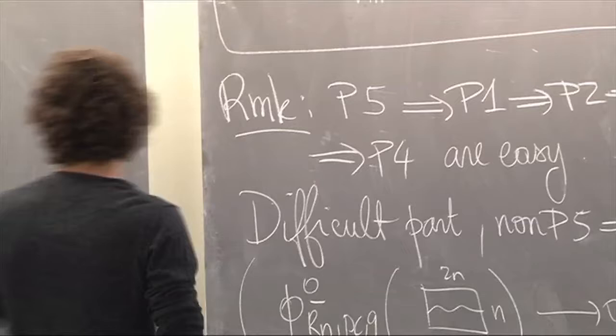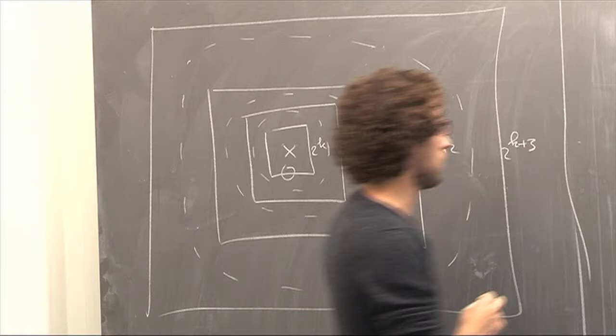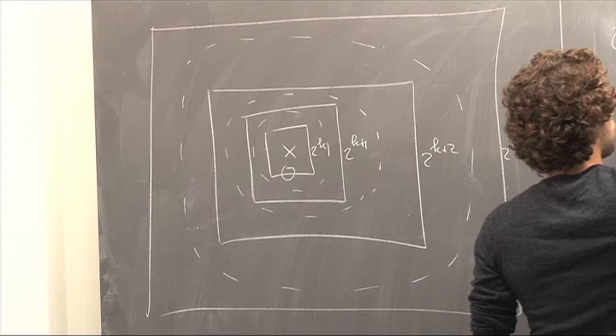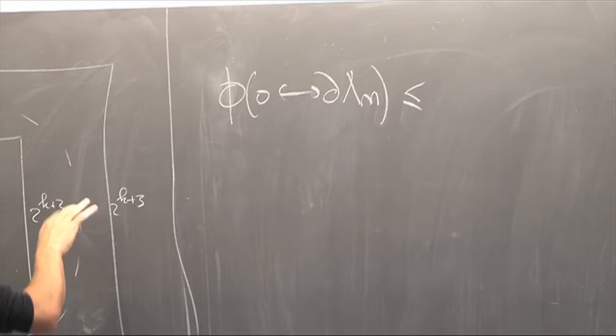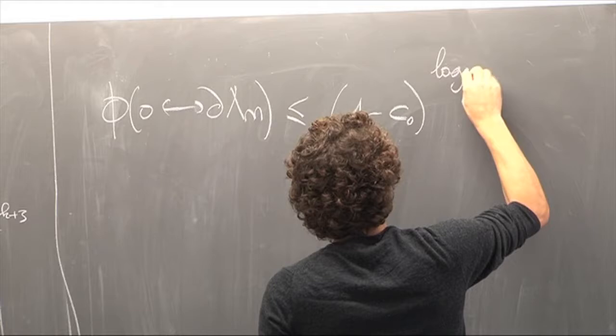So here you could do the same and say, okay, in each of these annuli, I have a positive probability of having a dual circuit. So the probability of zero connected to the boundary of the box of size n should be smaller or equal to 1 minus this probability, let's call it C0, to the number of annuli, which is basically log 2 of n. But here I'm cheating quite heavily.